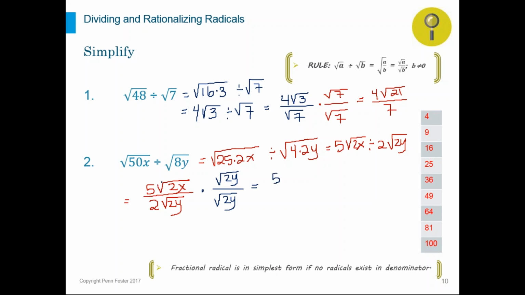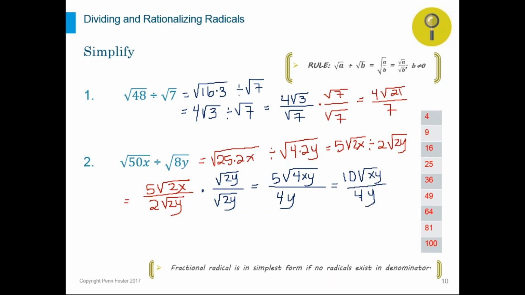Now multiply. 5 times 1 is 5. And then the square root of 2x times the square root of 2y will give you the square root of 4xy, divided by, well, I have this times that, which will give me whatever is under the radical expression, which is 2y times 2, giving you 4y. Now I see a 4 under the square root sign. I need to simplify that. So the square root of 4 is 2. 2 times 5 is 10. The square root of xy divided by 4y.